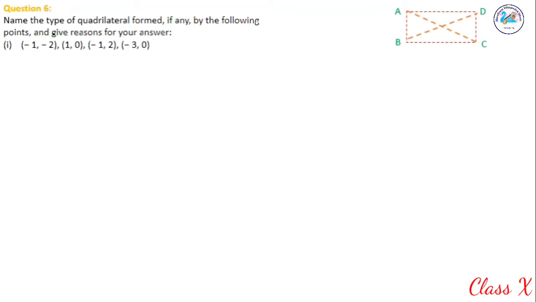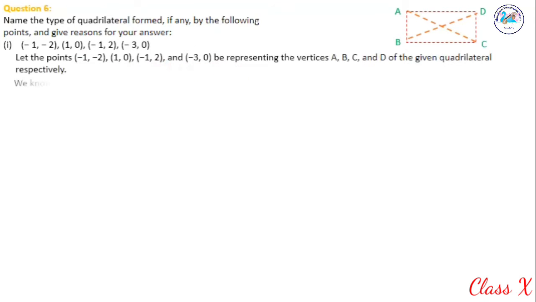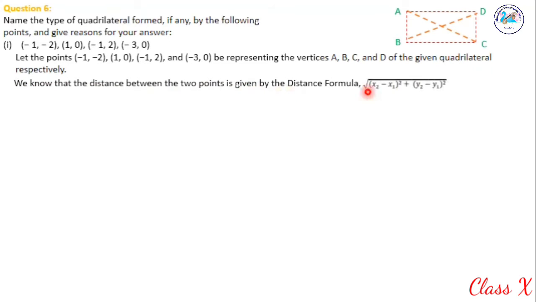It's not a problem. And just go for the assumptions, that is, let the points (-1, -2), (1, 0), (-1, 2) and (-3, 0) represent the vertices A, B, C and D of the given quadrilateral respectively. Then you have to write the distance formula. We know the distance between two points is given by the distance formula, that is root of x2 minus x1 the whole square plus y2 minus y1 the whole square.